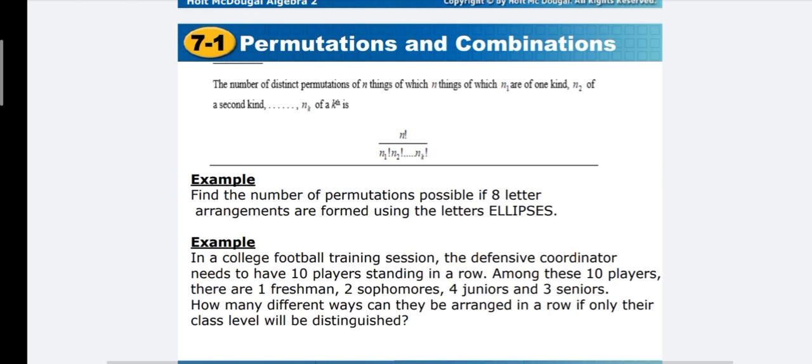Okay, contohnya, find the number of permutation possible if 8 letters arrangement are formed using the letters ellipses. So ellipses, kalau kita tengok kat situ, ellipses ni akan ada letter yang berulang, betul tak? E ada 2, L ada 2, S pun ada 2. So we want to make the arrangement of this kind of letters, ada objek yang sama, so kena gunakan formula ke atas ni.